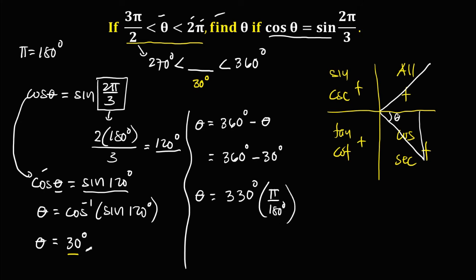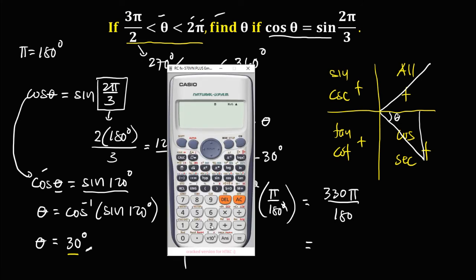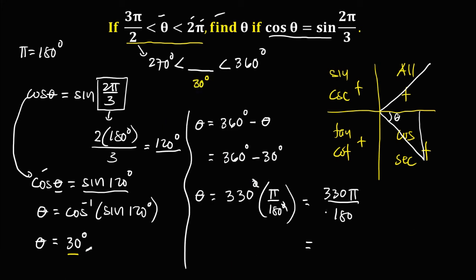To convert this angle into radians, we just need to multiply this 330 degrees by π over 180 degrees. Cancel degrees, then this becomes 330π/180. Then to reduce, we have 330 over 180 equals 11 over 6. So θ is equal to 11π/6.